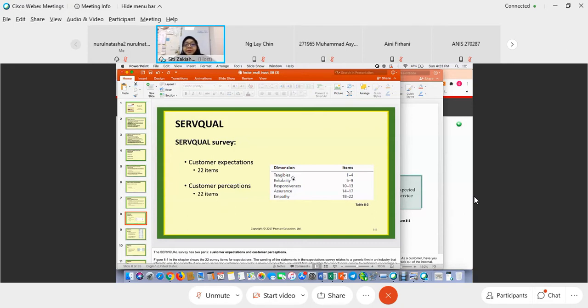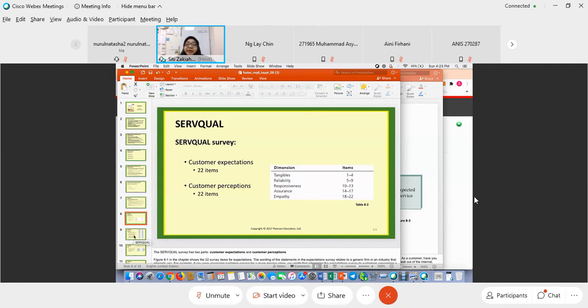So you see, question 1 to question 4 caters for the dimension tangibles. 5 to 9 is reliability. 10 to 13 is responsiveness. 14 to 17, assurance, and empathy will be catered by the last 4 questions, that is 18 to 22.